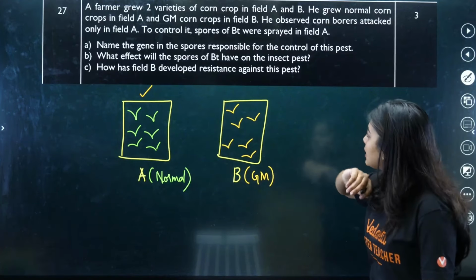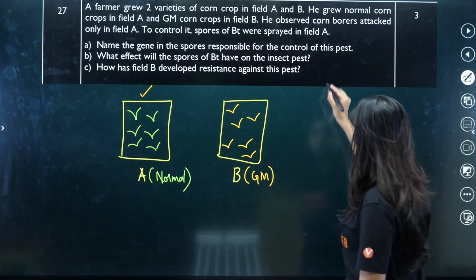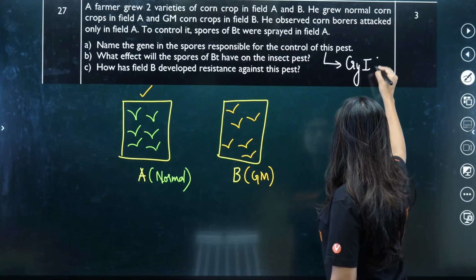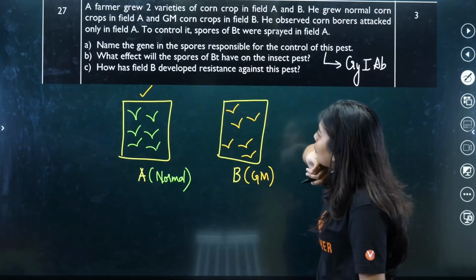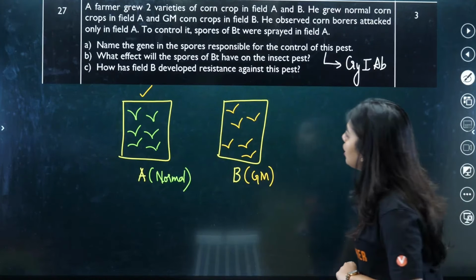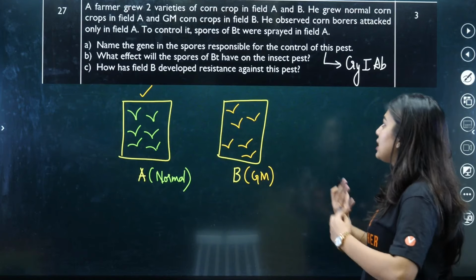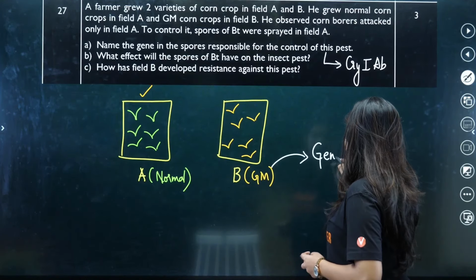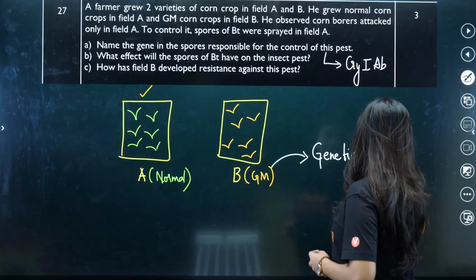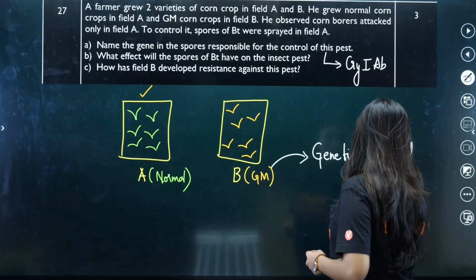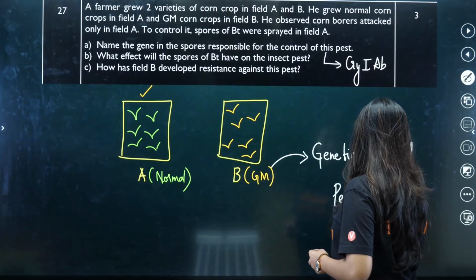So, name the gene in the spores responsible for the control of pests. Your crystal proteins. Now, what effect will the spores of BT have on the insect pest? That is what I told you. How has field B developed the resistance against the pest? Because it is genetically modified, to be pest resistant. Right? To be pest resistant.